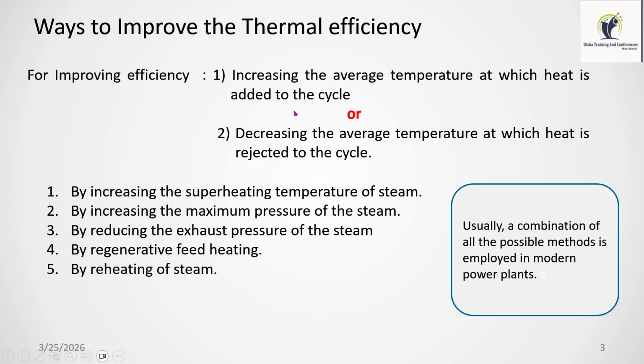Next is how to improve the thermal efficiency of the turbine. We can improve the efficiency of the turbine by increasing the average temperature at which the heat is added to the cycle, or by decreasing the average temperature at which heat is rejected from the cycle, by increasing the superheating temperature of the steam, by increasing the maximum pressure of the steam, by reducing the exhaust pressure of the steam, by regenerative feed heating, by reheating the steam, or a combination of all these. All these processes will increase the efficiency of the turbine.